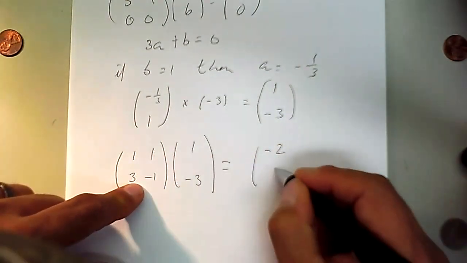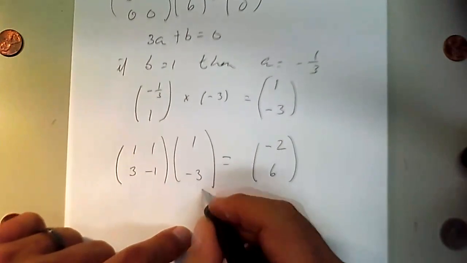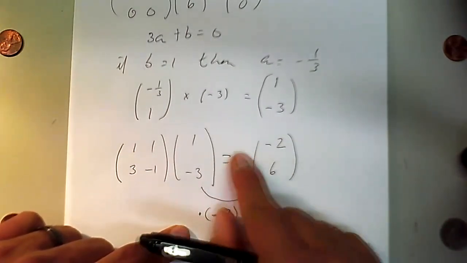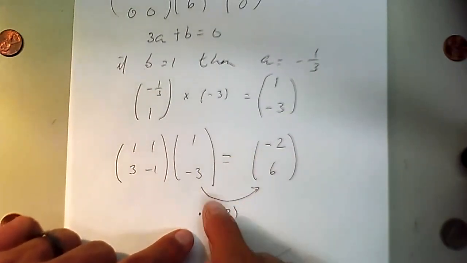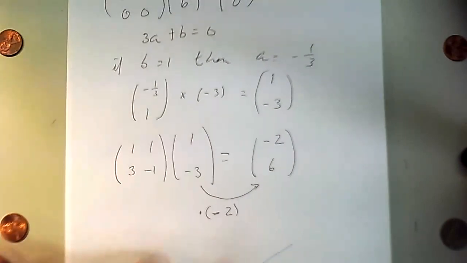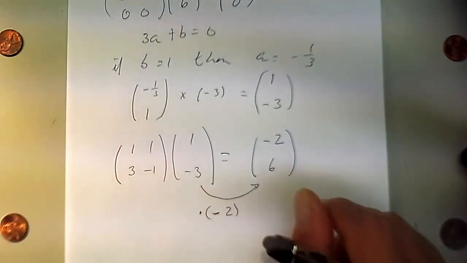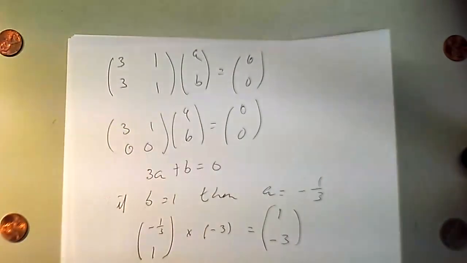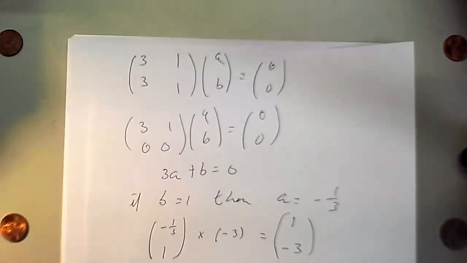3 plus 3 is 6. So sure enough, if we multiply this by -2, we end up with that vector. So that means that this is an eigenvector with this eigenvalue. Okay, so that is just a review. All of this is a review of a previous video in which we saw eigenvalues and corresponding eigenvectors.